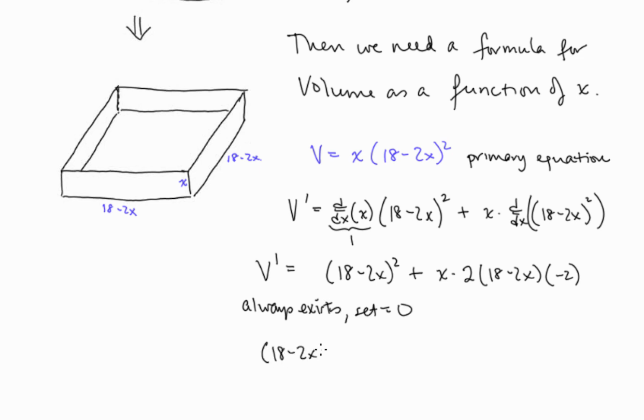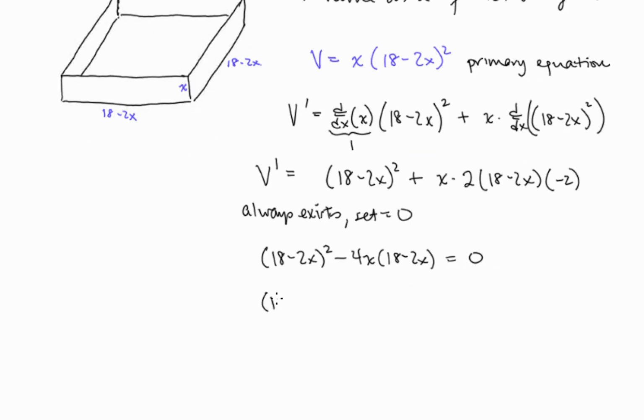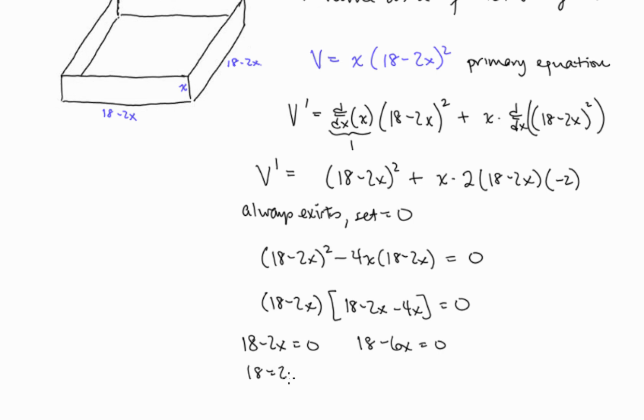So we have (18 minus 2x) squared, this is a minus 4x multiplied by (18 minus 2x), is equal to 0. I'm going to factor out an (18 minus 2x). That leaves me with one factor of that here, so 18 minus 2x. And here I'm left with a minus 4x. So 18 minus 2x is equal to 0, and here we have 18 minus 6x is equal to 0. So 18 equals 2x and x is equal to 9, or 18 equals 6x and x is equal to 3.